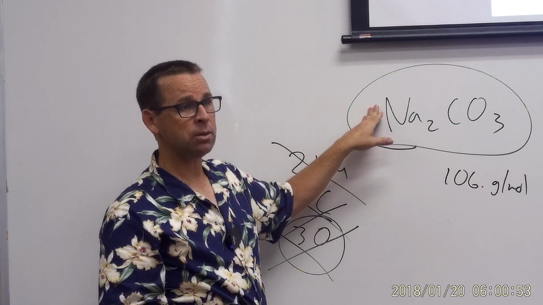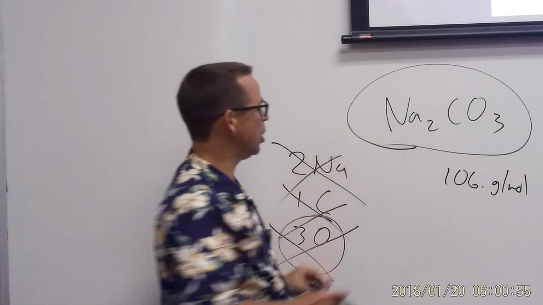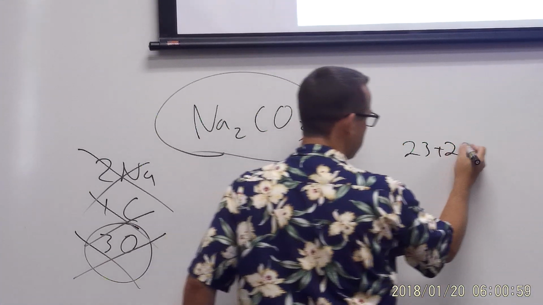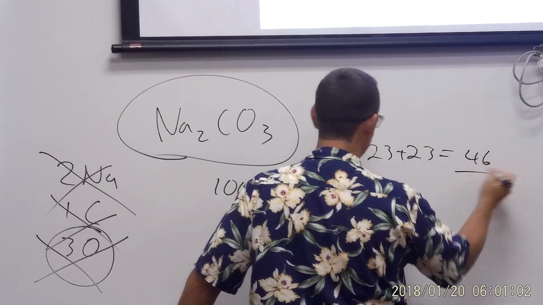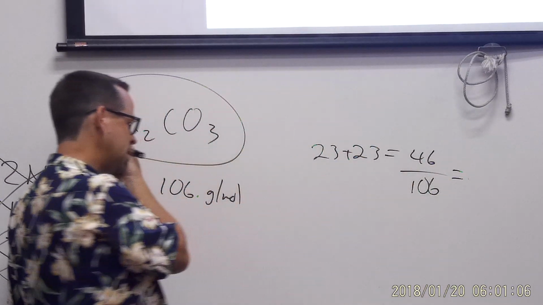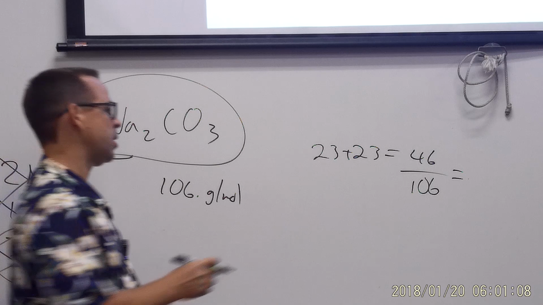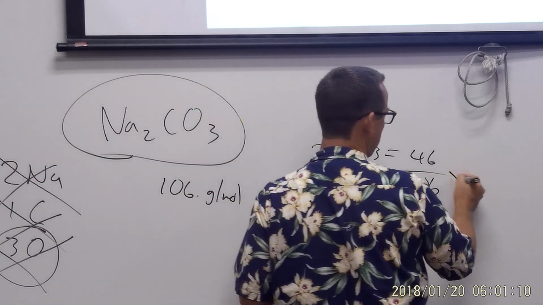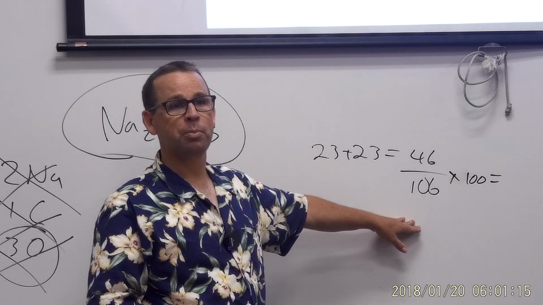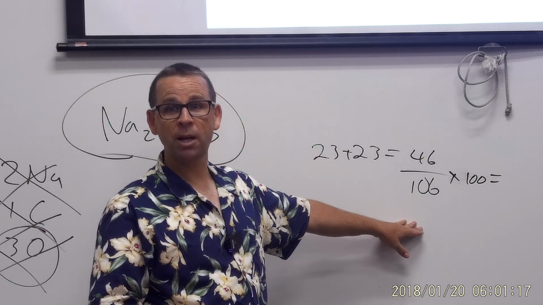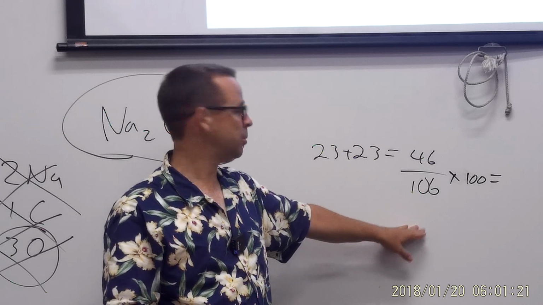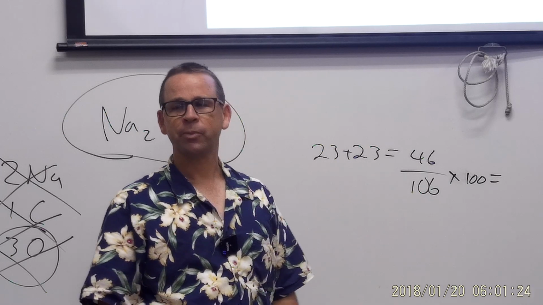About 23, 22.9, something like that. So there's 2 sodiums, that's 23 plus 23, 46. And if I divide that by my 106, times by 100, that should be my what? My percent sodium, right? My 44.38 or 43.38 percentage of sodium. You see how we did that?